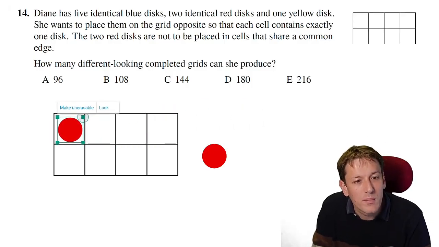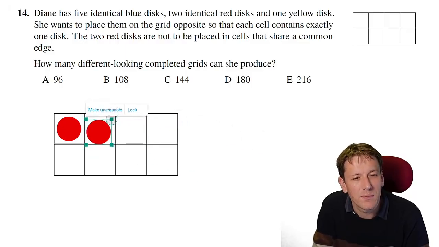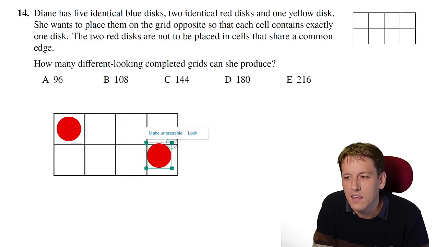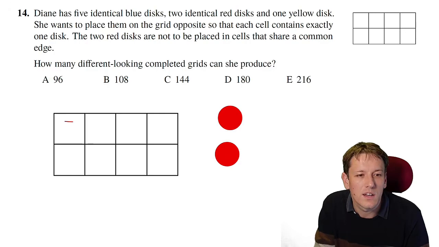So let's say I put a red disc here. How many other places could I put this other red disc? Well, I can't put it here or here, but I could put it here, here, here, here, or here. So there would be 5 possible ways of having a red disc in this corner.